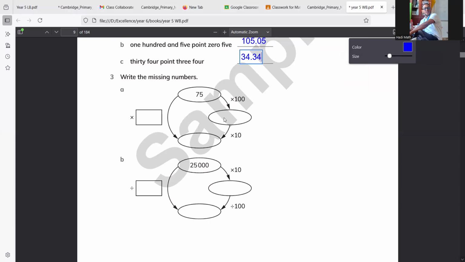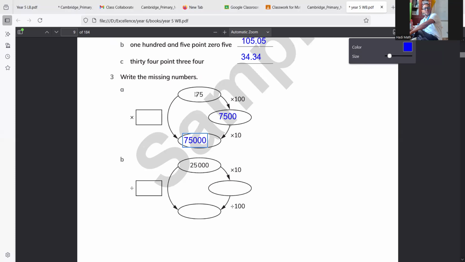75 multiplied by 100. When we multiply by 100, all we do is put the 2 zeros of the 100 after 75. So it will be 7,500. And we multiply this by 10 again. Remember, whenever we multiply by 10, we just add a 0 to the number. Those are the 2 zeros already there, and then you add another 0, it will be 75,000.